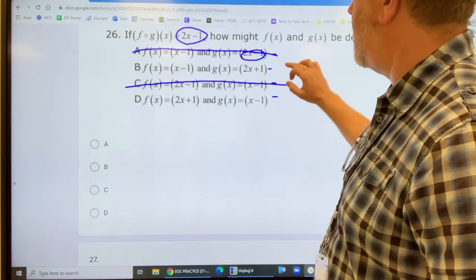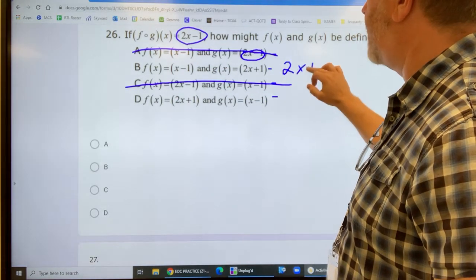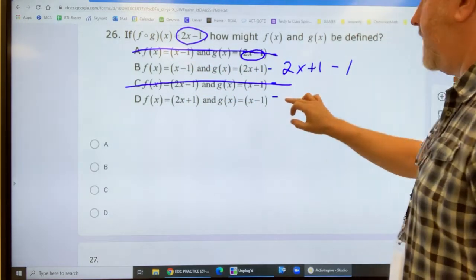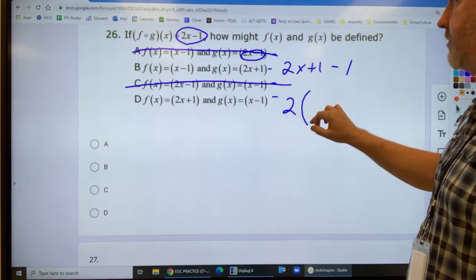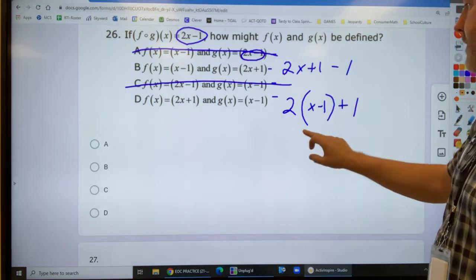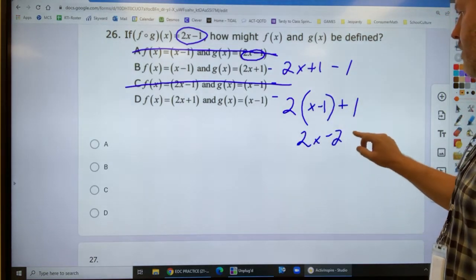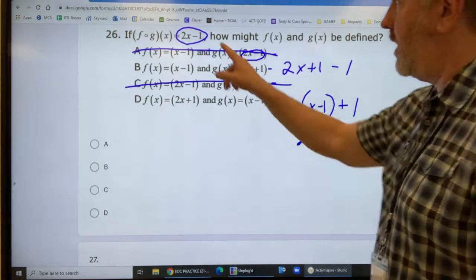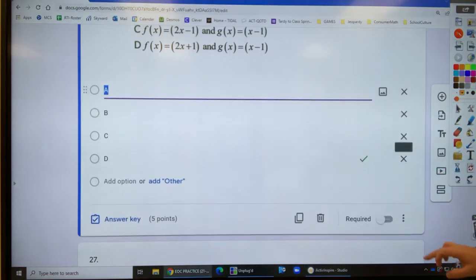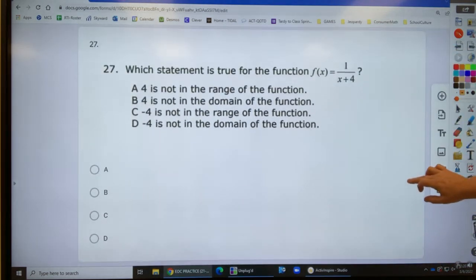Let's plug that in. I would end up with 2x plus 1 minus 1. That would be 2x. That's not what we need. And this one would be 2 times x minus 1 plus 1. 2x minus 2 plus 1 would be 2x minus 1. There's our answer, D. There it is. All right.